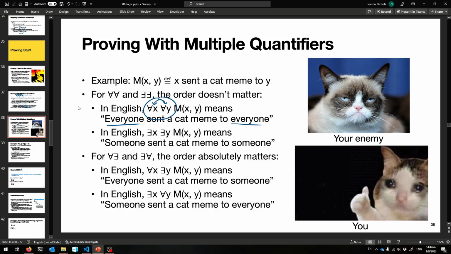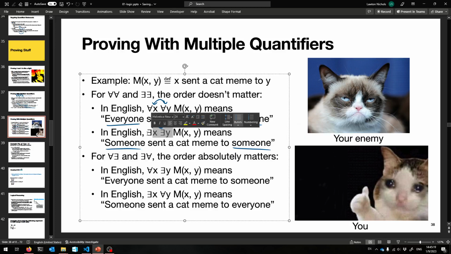Everyone sent a cat meme to everyone. That's where the for alls are coming into play. Same with there exists. There's no real difference. You could swap these all day long. This is saying there exists an x and there exists a y such that M of x, y is true. So there's somebody, call them x, and there's somebody, call them y, such that x sent a cat meme to y. To translate that to better English, it would be someone sent a cat meme to someone. And again, you could have quantified over the y first. Doesn't matter. It just means someone sent a cat meme to someone. Doesn't matter who comes first in this idea.